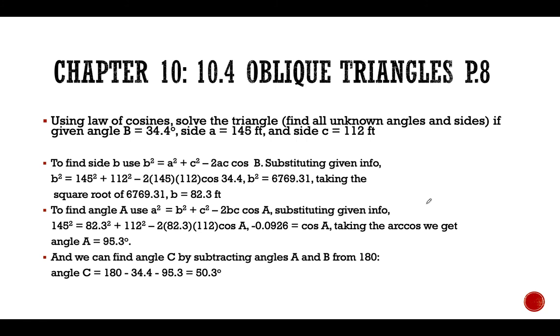And we can find angle C by subtracting angles A and B from 180. Angle C equals 180 minus 34.4 minus 95.3, which equals 50.3 degrees.